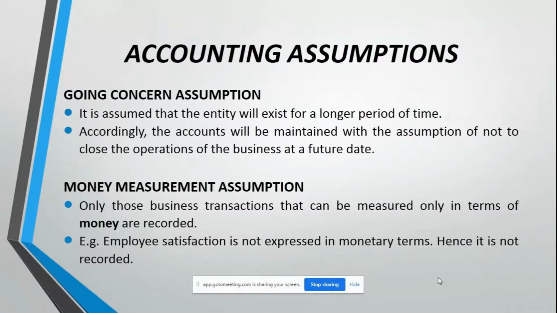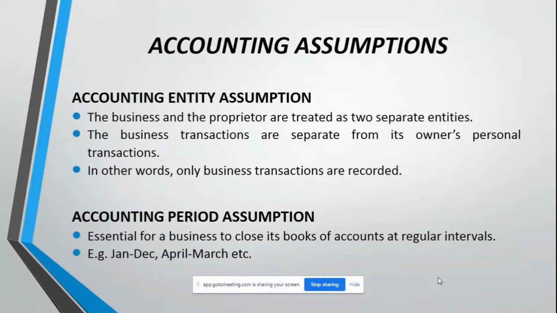Right. So here we have going concern and money measurement. Sorry, we have the accounting entity assumption. As I told, the business and proprietor are treated as two separate entities. Business transactions are separate from the owner's personal transactions. In other words, only business transactions are recorded, so there is no place for personal transactions in the company's books.